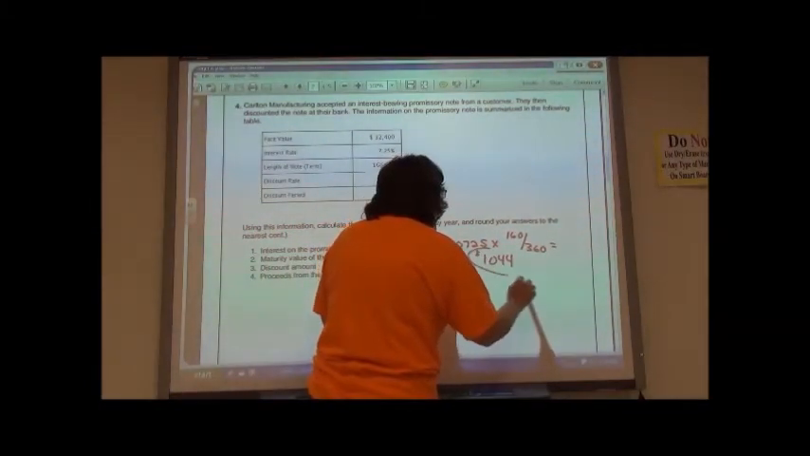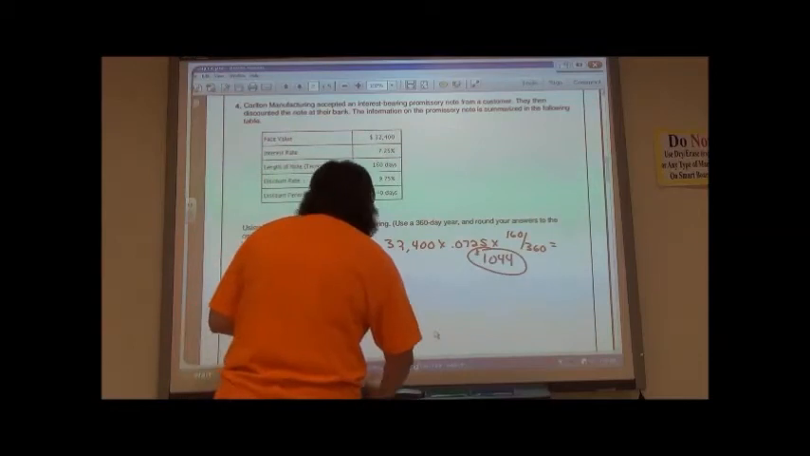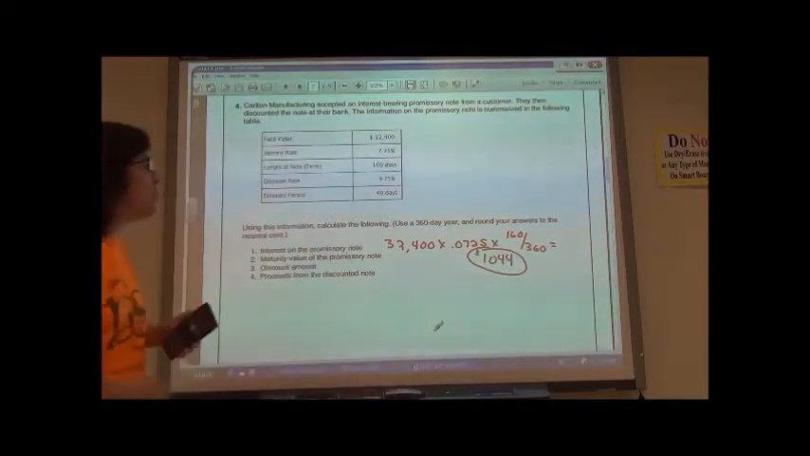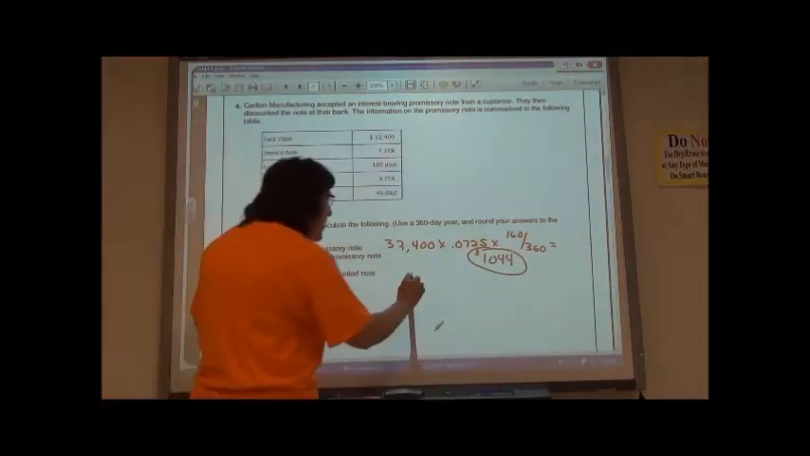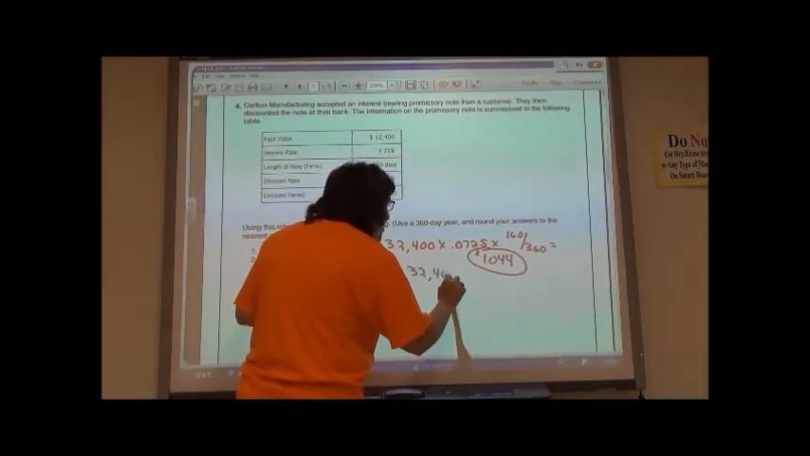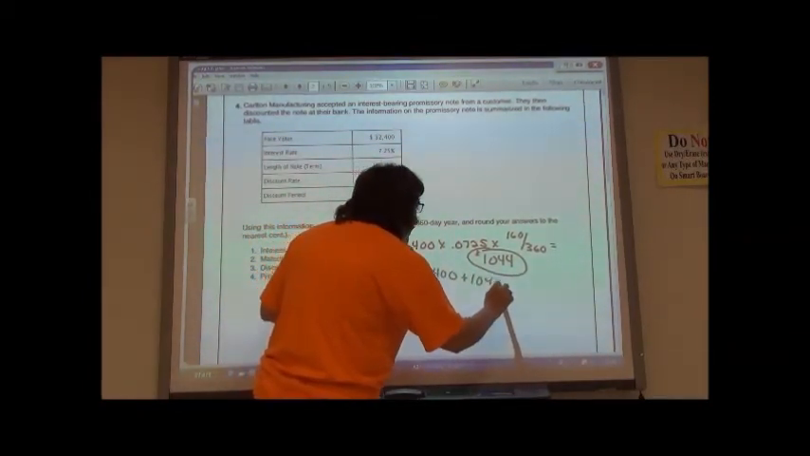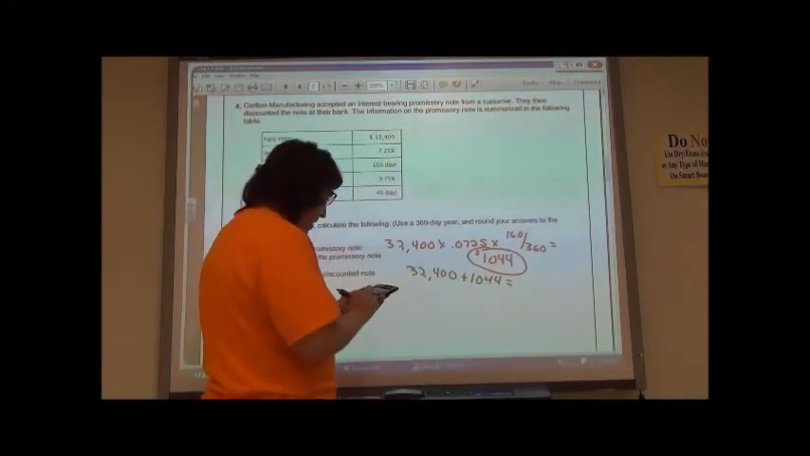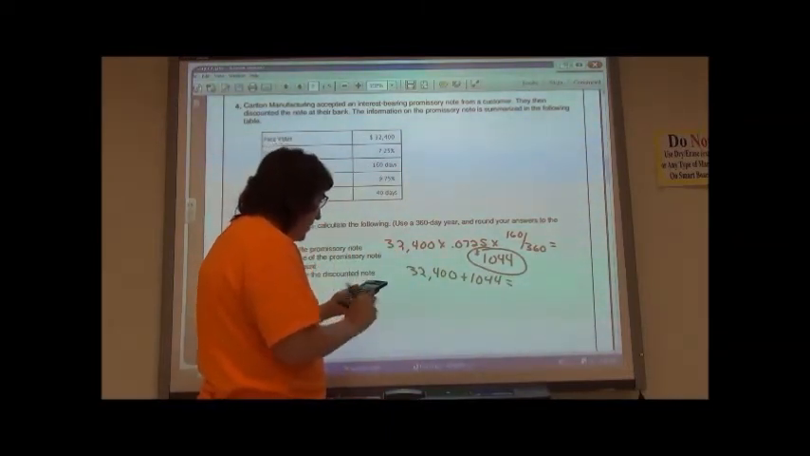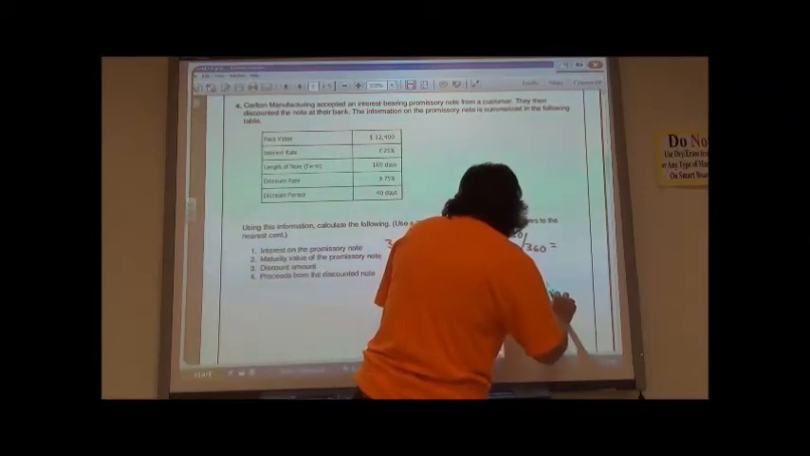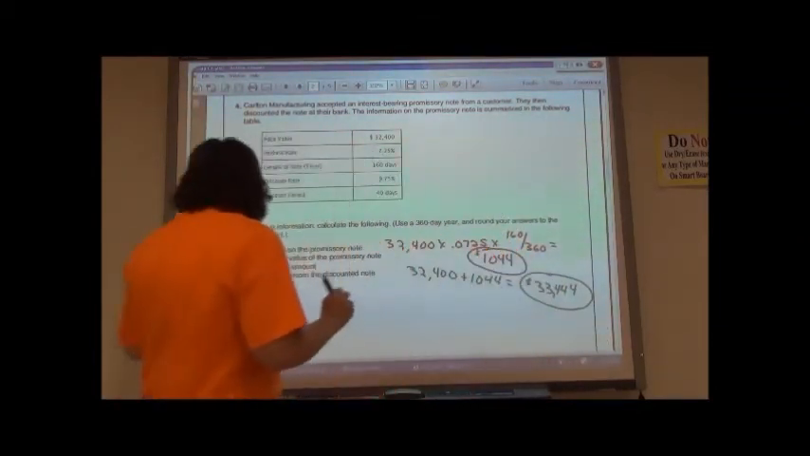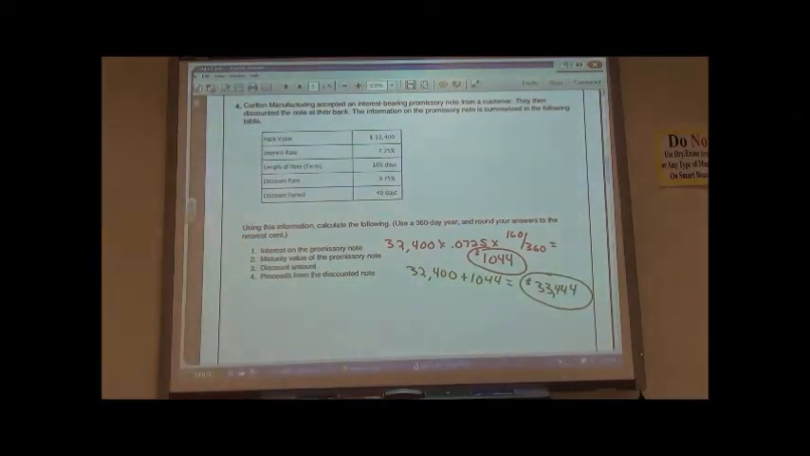Now $1,044 is the interest on my promissory note, so for the maturity value I'm going to add the face value, which was $32,400, plus my $1,044, and if I add those together, I would get $33,444. So $1,044 is my interest, $33,444 is the maturity value.